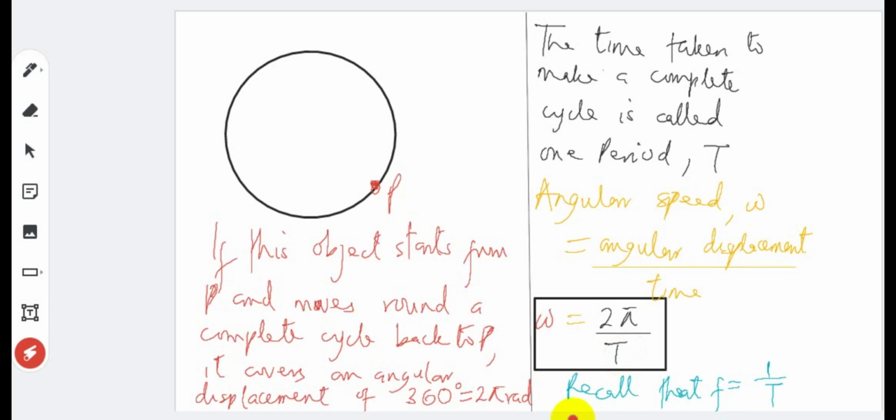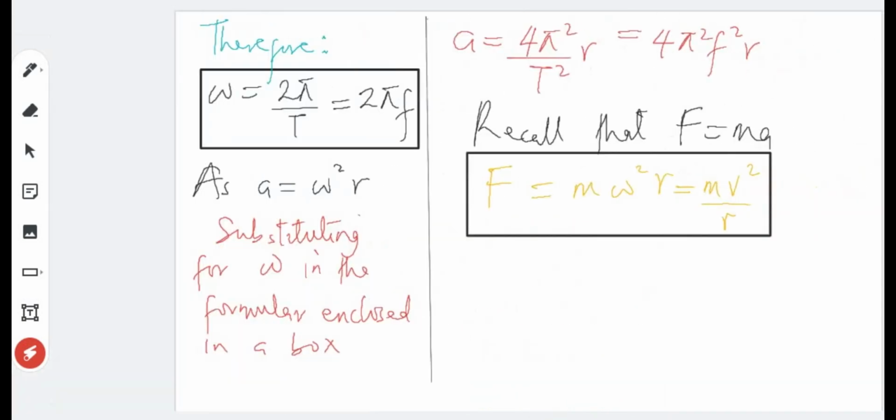Alright, and we also know that f is equal to 1 over T. Frequency is 1 over period. F stands for frequency. So if we develop that further, we can see that omega is 2 pi over T, which is 2 pi over period, and also equal to 2 pi f. Now these are very important formulas that we're going to be using.